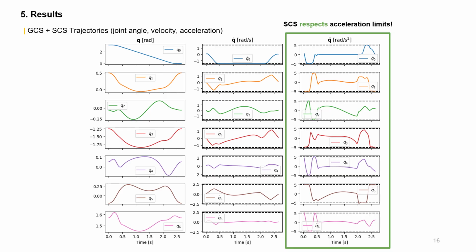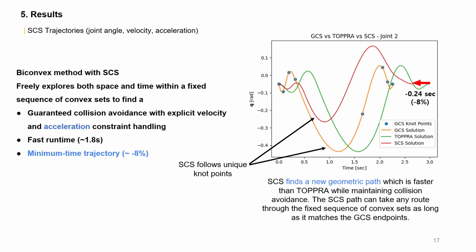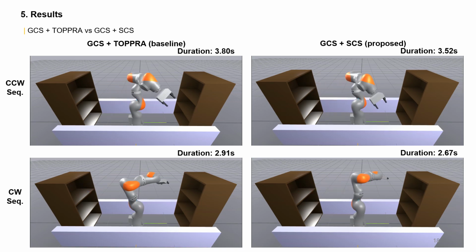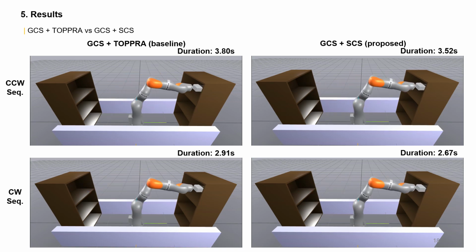How about the trajectory duration? The freedom within the biconvex SCS motion planning framework enables us to find a trajectory which is almost 10% faster than the baseline while still satisfying acceleration constraints. This is largely possible due to the ability of SCS to reconfigure the knot points which are used to traverse the sequence of convex sets. Here we can see a rollout of the hybrid GCS-SCS motion planning pipeline against our baseline. The SCS trajectories are characterized by less joint movement and overall shorter duration in each case.